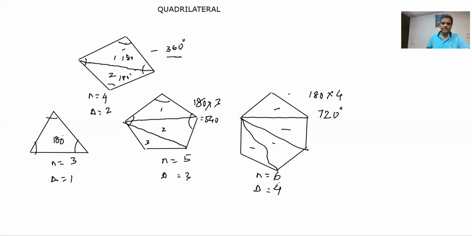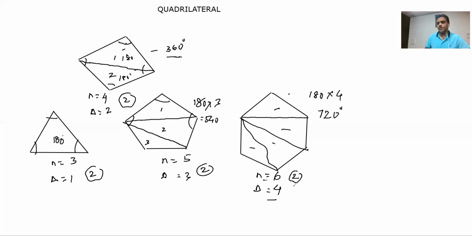Can you see a pattern? Can you see a pattern that between the number of sides and the number of triangles, there is a difference of 2. There is a difference of 2 everywhere. Between the number of sides and the number of triangles which can be formed, there is a difference of 2. And this will continue whether you make an octagon, a decagon, or any shape. The difference between the number of sides and the triangles will always be 2.